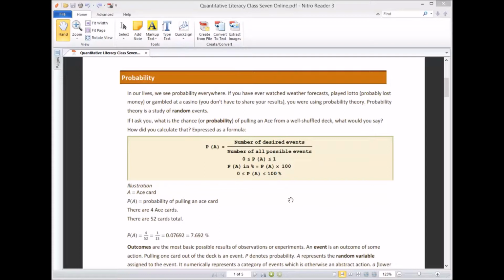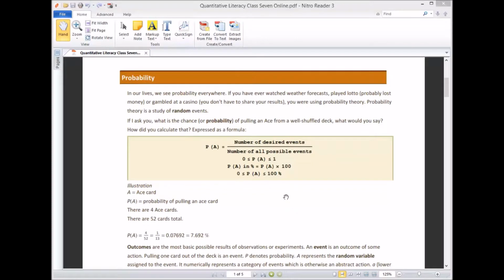How we describe a probability using the formula. To do so, let's look at an example. What is the chance, say, the probability, of pulling an ace from a well-shuffled deck? What would you say? You probably say it's 4 out of 52. So how do you calculate that?